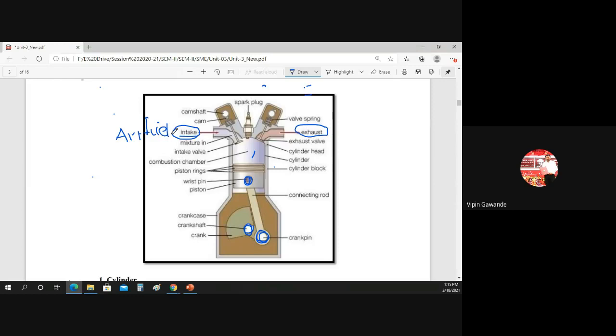First of all, the air fuel mixture enters through the intake manifold and then the inlet valve opens. For exhaust gases, first the exhaust valve opens and then the gases flow through the exhaust manifold. So these are called manifolds: intake manifold and exhaust manifold. See, the intake and exhaust manifolds are different, and the intake valve and exhaust valve are different.